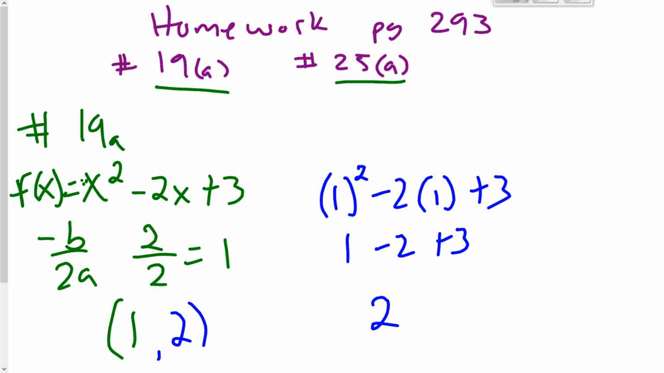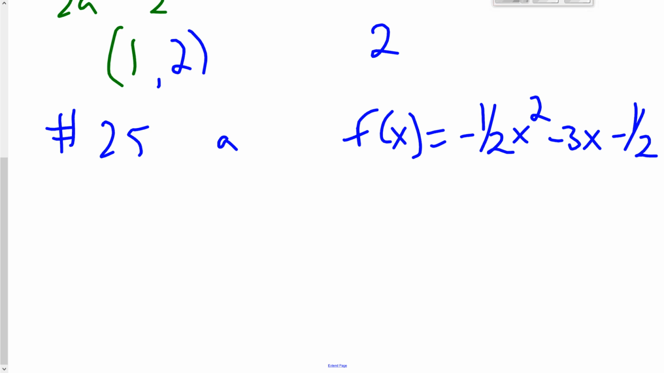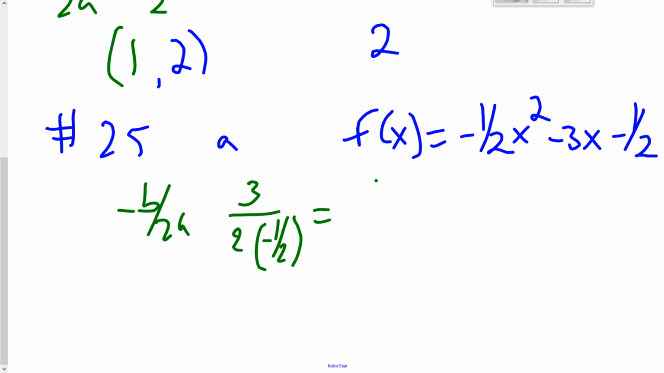Number 25. Okay, so here's number 25. Again, we're going to take our negative b, we're going to divide it by 2 times our a. So negative b is 3 over 2 times negative 1/2. So that is 3 over negative 1, which equals negative 3. So there's our x, negative 3.